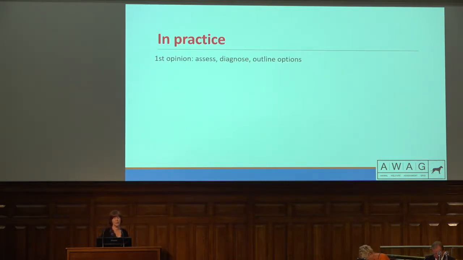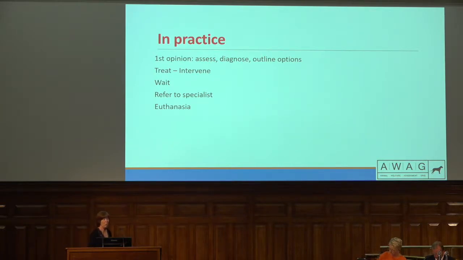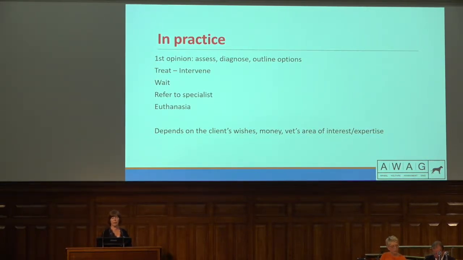So in practice, what tends to happen is the animal comes in your first opinion practice, you assess it, you diagnose it, you outline some options, and you treat it and intervene. Or maybe you wait and then treat it and intervene, or maybe you treat it and then wait, and then you refer it to a specialist, or maybe the other way around. But all these various combinations is what happens. Or maybe you put it to sleep at some point. And all of the things and the order you do them in depends very much on the client's wishes, how much money they've got to spend, and also the vet's own particular area of interest and expertise.